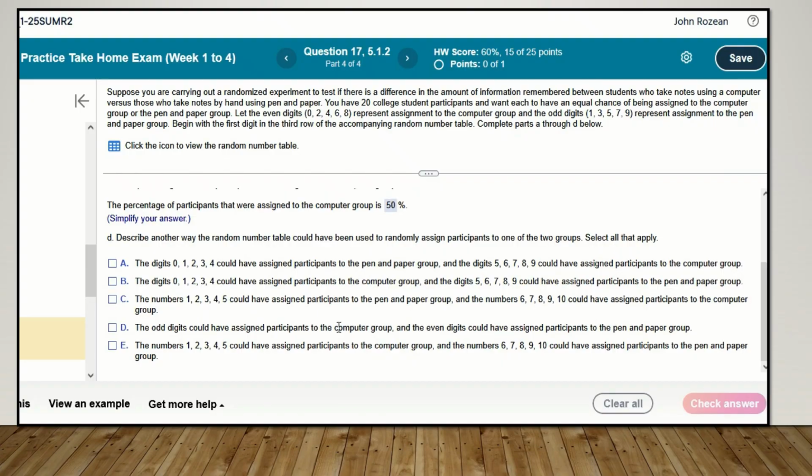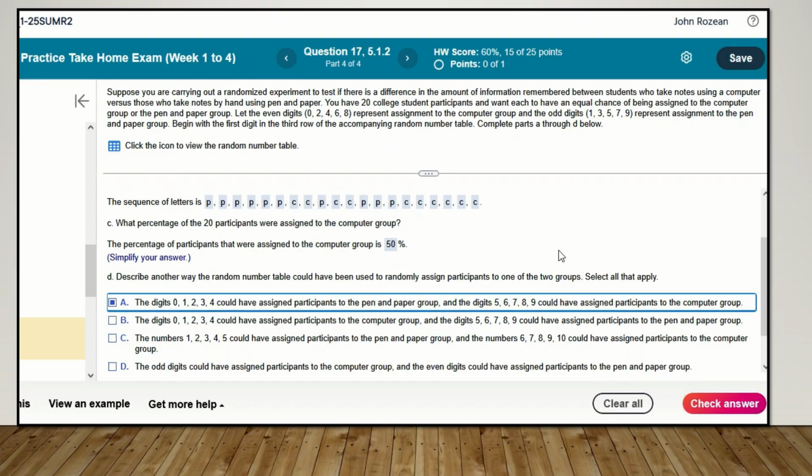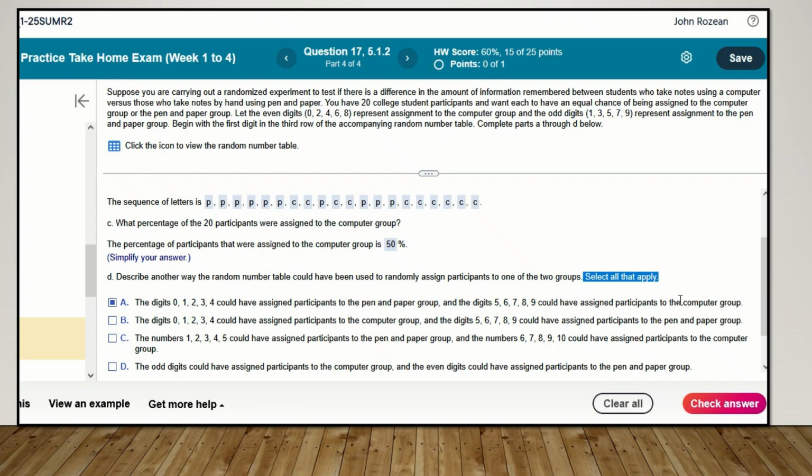So this gets a little weird here. And notice it's saying describe another way. Another way we could do the random number assignments. And that's not the only way we could do it. With odds going to paper and pencil and evens going to computer, we could assign the first 4 or 5 digits to computer, or pen and paper, and those to the computer group. That makes sense. So we would check it, and I think, oh yeah, keyword here, select all that apply. So there's more than one answer.